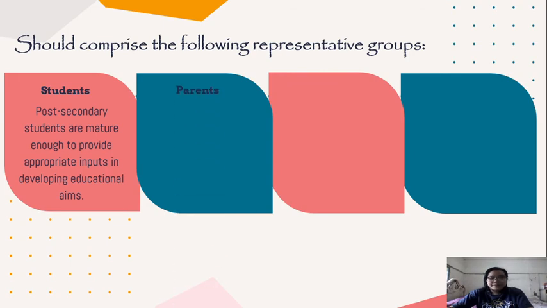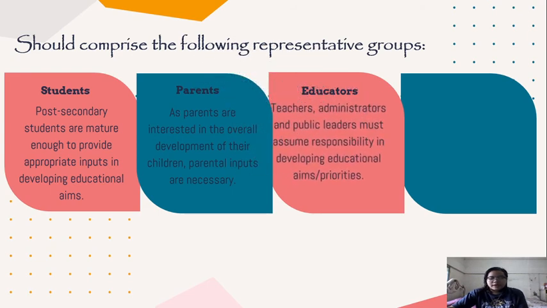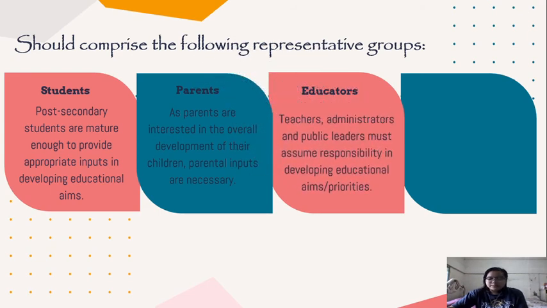Next, we have the parents. Parental inputs are crucial in creating educational priorities since they are the most involved and interested in the overall development of their children. Third, we have the educators. So this involves the teachers, administrators, and public leaders that are expected to be proficient or expert in developing educational aims.